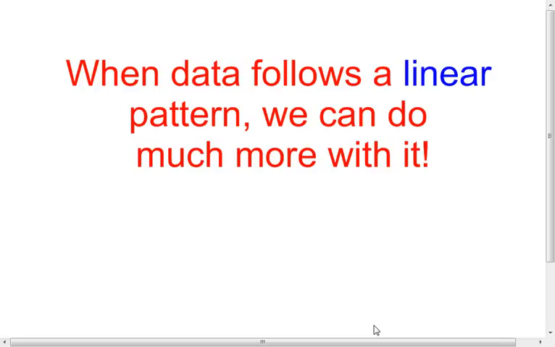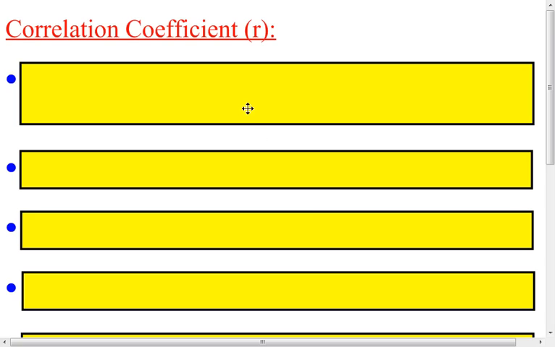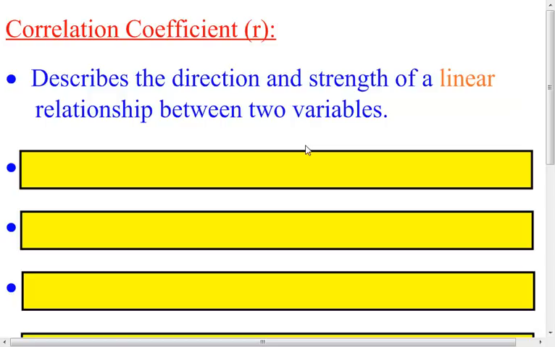There are many, many things in life that follow a linear pattern, and we'll see some examples as we work through the rest of this chapter. Linear patterns are fabulous, and the first thing we're going to talk about with them is correlation coefficients. A correlation coefficient is a number that describes the direction and strength of a linear relationship between any two variables. So they have to be related. It does not have to be a cause and effect relationship between two variables to look at correlation coefficients. They just have to have some sort of a relationship.